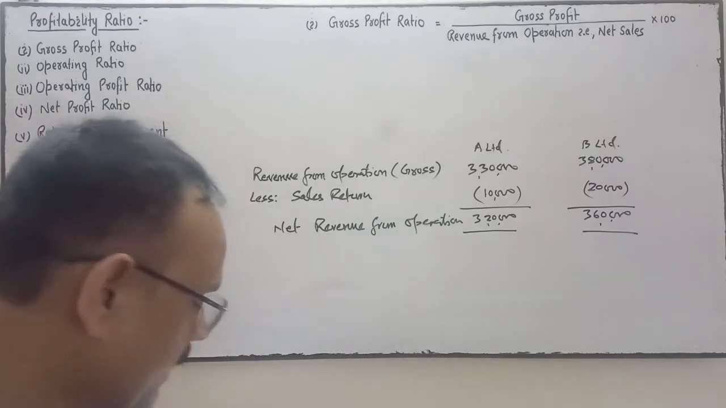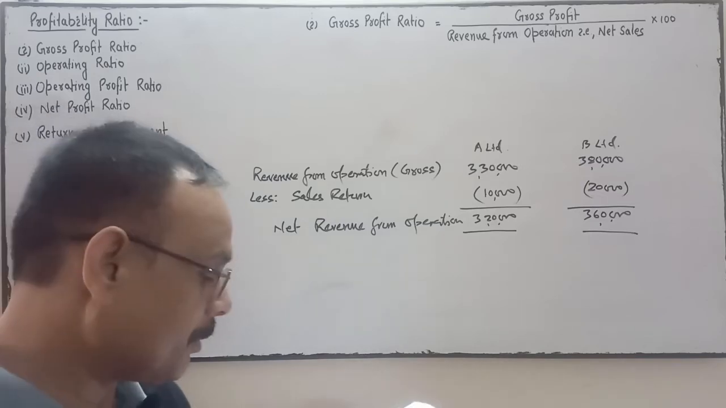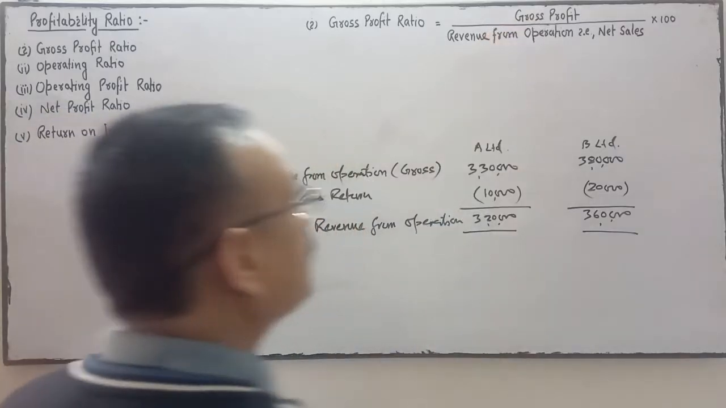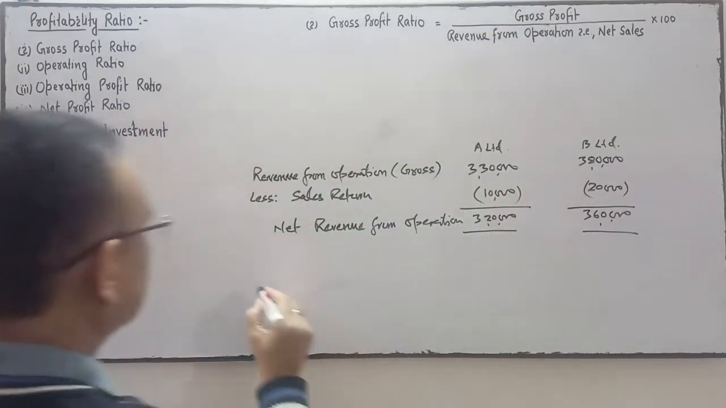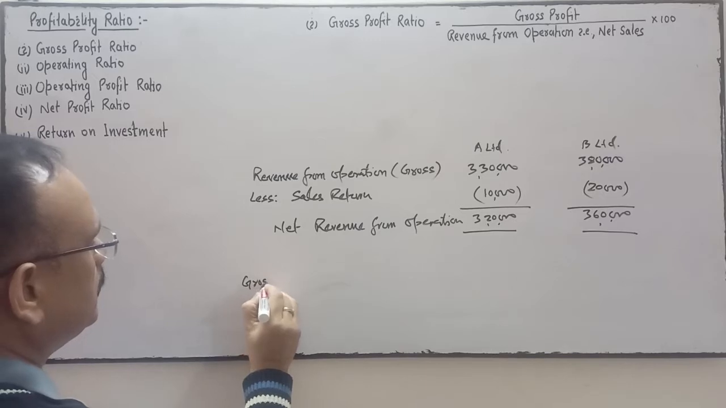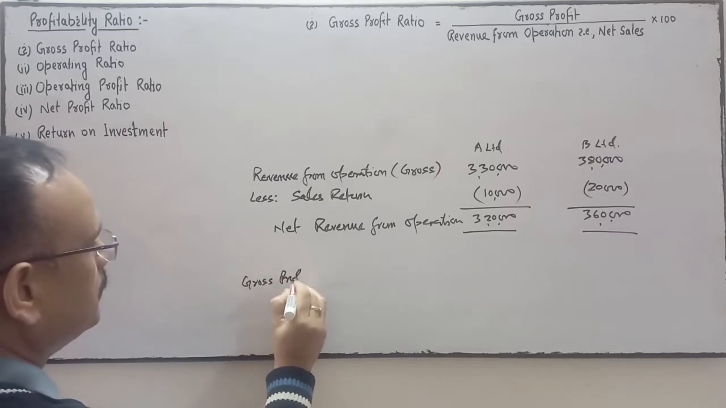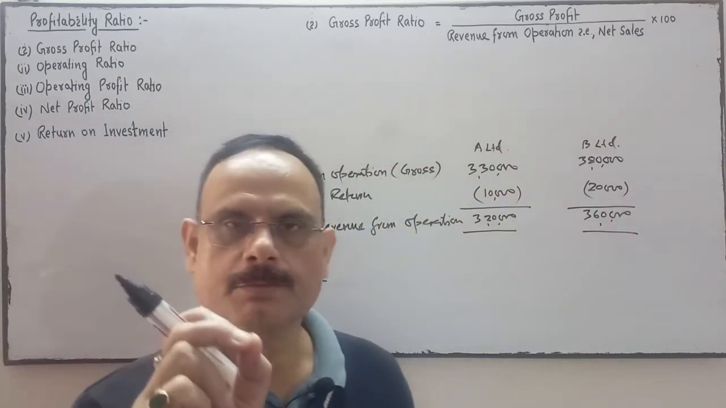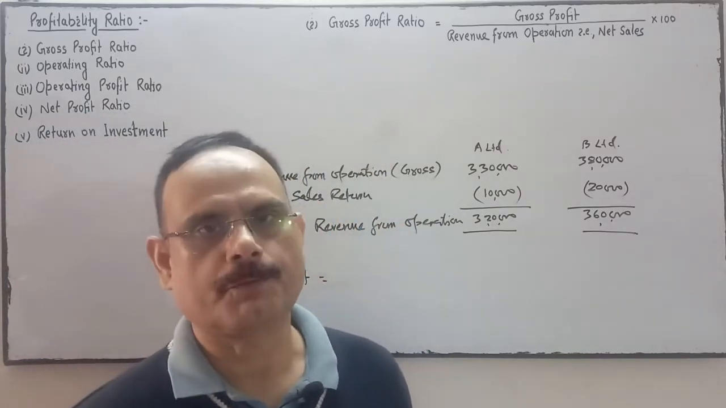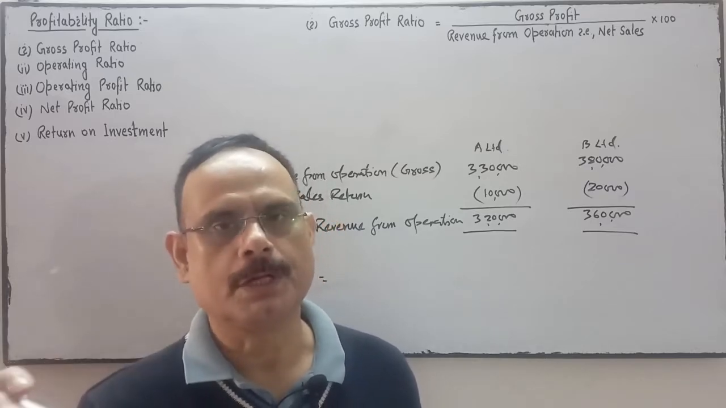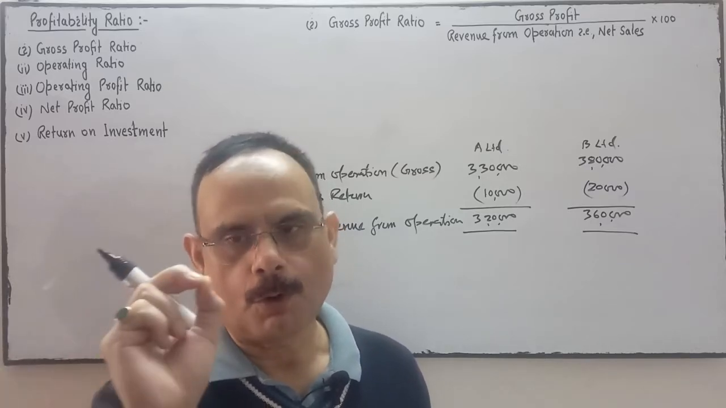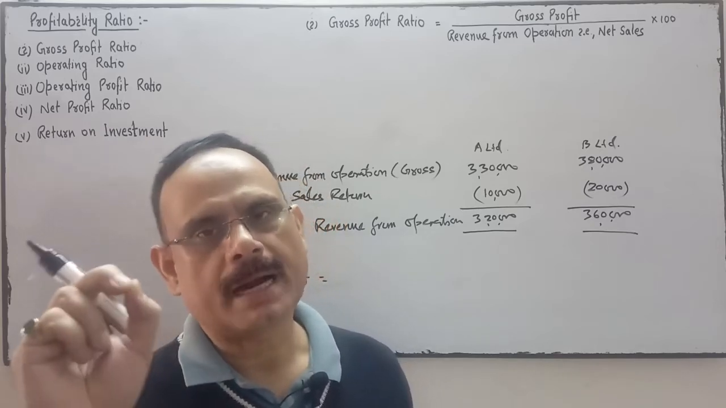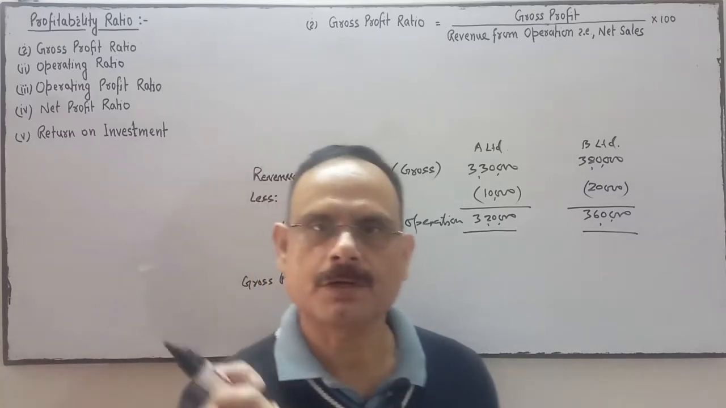Next, net profit after interest is given, but we have to know the gross profit, not net profit. So to find out the gross profit, do you know how to calculate it? Net sales minus cost of goods sold is the gross profit. What is cost of goods sold? Opening inventory plus net purchase plus direct expense minus closing inventory is called cost of goods sold.